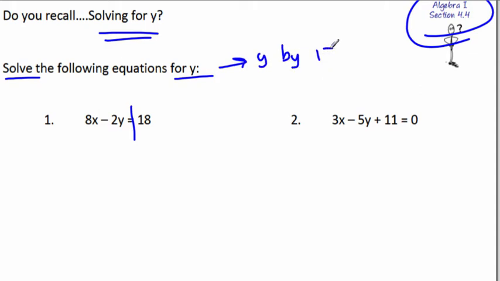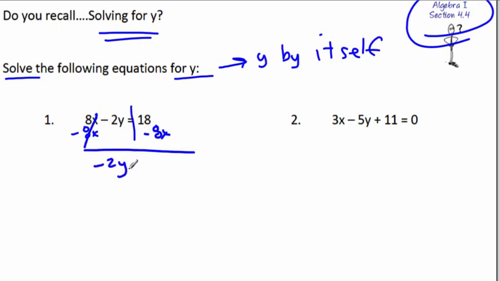And we do this a lot when we graph. And there's other reasons to do this too. We're going to get into some of those. But the first thing you want to do in number 1, we have 8x minus 2y equals 18, is you have to get rid of that x term. So to do that, we're going to subtract 8x from each side. Remember the goal. We want to get y by itself. So we get rid of that x term, and we're left with negative 2y equals.